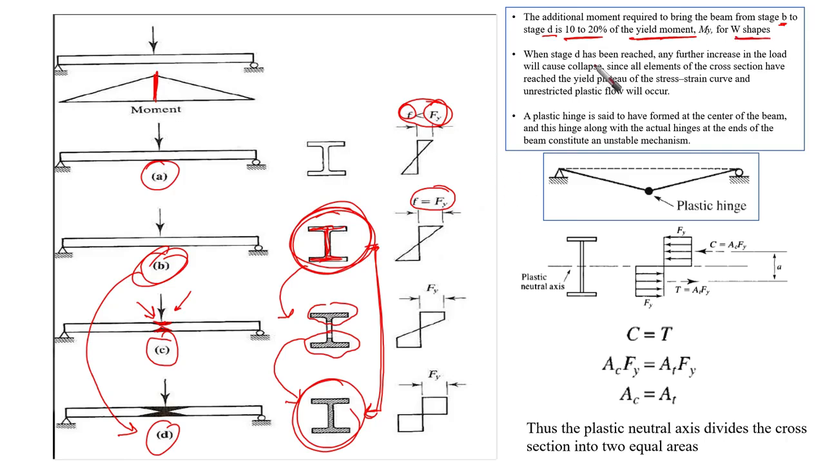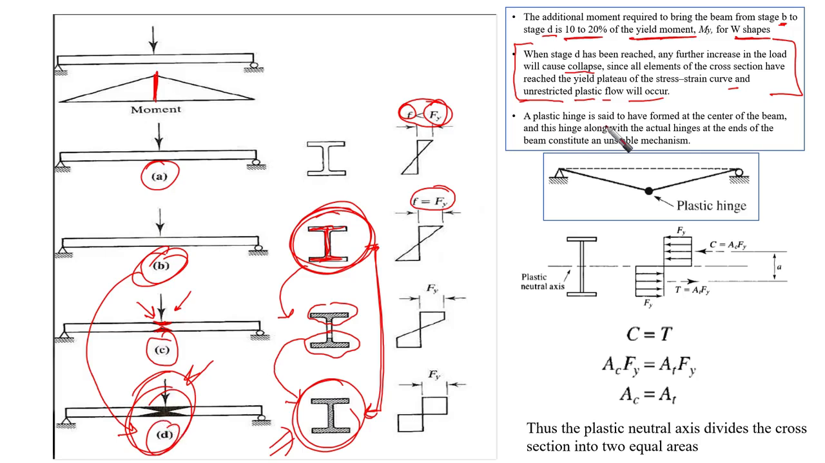When stage D has been reached, any further increase in the load will cause collapse. So after that, the system is going to collapse. Since all elements of the cross-section have reached the yield plateau of the stress strain curve, an unrestricted plastic flow will occur. That's the point that we have been discussing before. After that, nothing more would happen because collapse would take place, a mechanism would take place here.